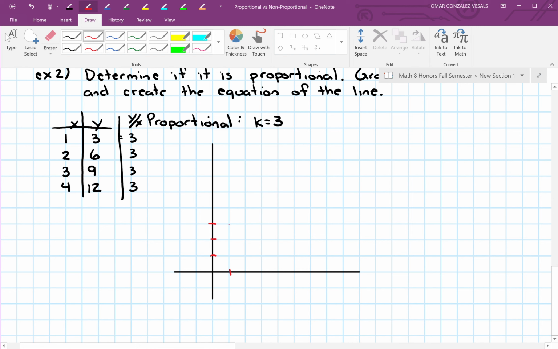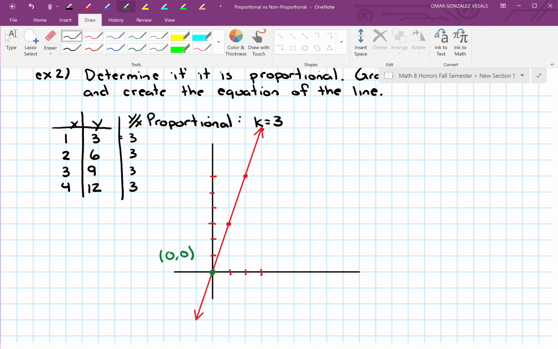Then the next one over 2 and up 6. And the next one over 3 and up 9, right? Somewhere over here. That's as far as I'm going to go because I'm running out of room. So when I graph this, there is my y-intercept down there. And just like you guys said, it goes through the origin. So my y-intercept is (0, 0).